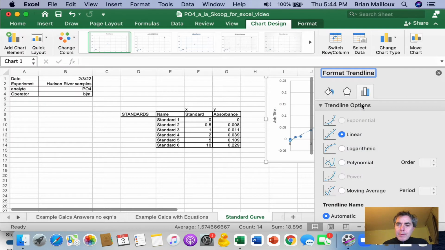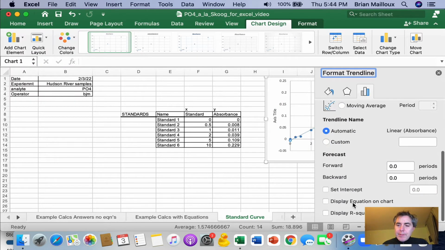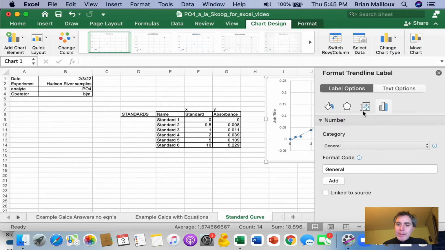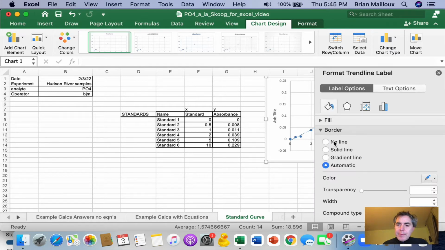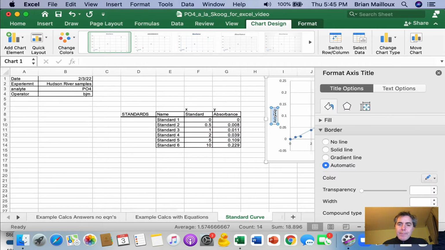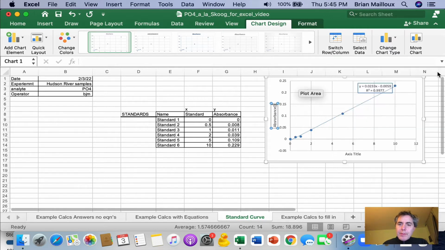I'm going to double click on that and put in the equation. I add a little box around my equation. Let me click on that again. Fill, border, solid line. That's looking all right. You know this, so put absorbance on the Y. Let me get rid of this.